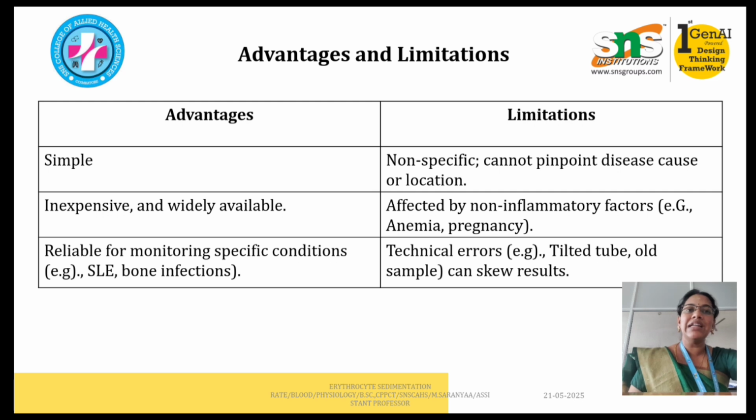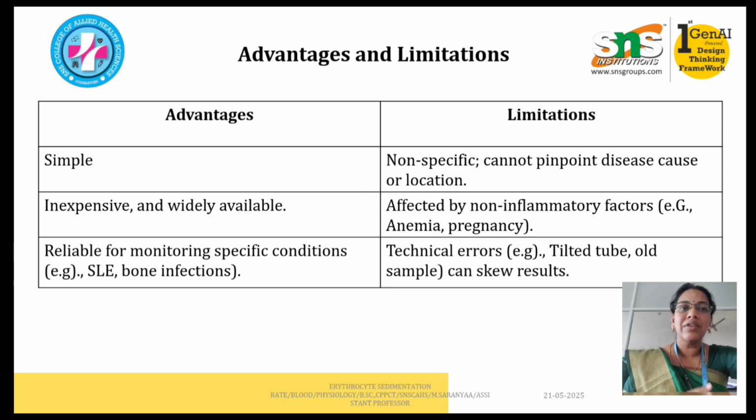What could be the advantages and limitations? The advantage is it is a very simple test which is very inexpensive and widely used in all hospitals, and is reliable for monitoring infection, for example bone infections and systemic lupus erythematosus. The limitation is this test alone does not tell you if it is cancer or rheumatoid arthritis. So it is non-specific and cannot pinpoint a disease.